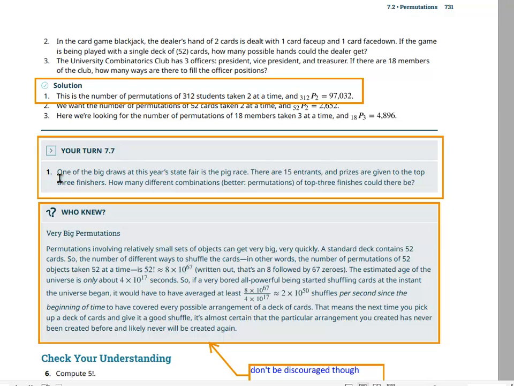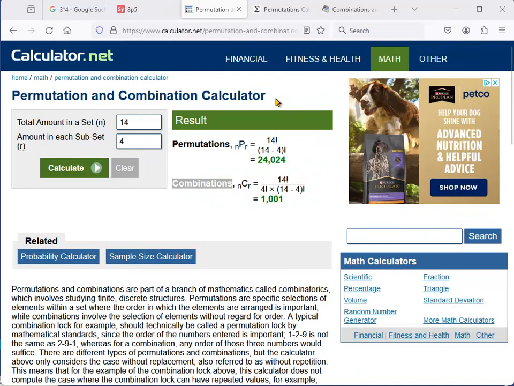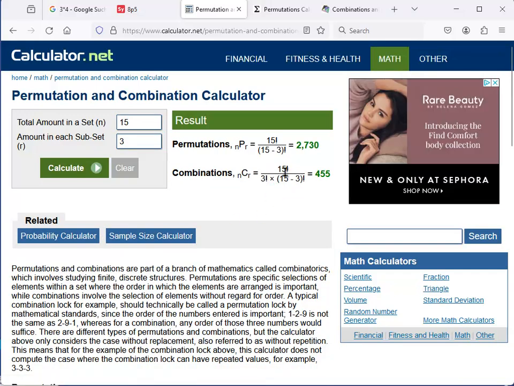So here, there are 15 entrants, and prizes are given to the top 3 finishers. How many different combinations? This is what the book is saying. I actually will put this one in parentheses. How many different permutations of top 3 finishers could there be? So 3 out of 15, and the order matters. So when I go back here, 15, 3, and there we go, 2,730 permutations.